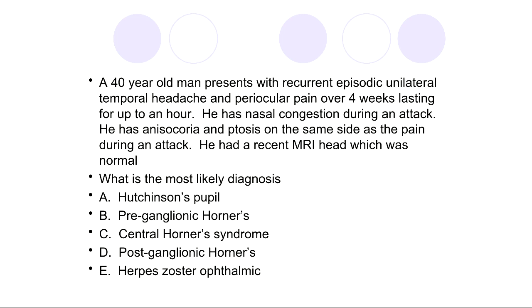So it's a unilateral headache with periocular pain lasting up to an hour and it recurs. All right, and he has nasal congestion during the attack. And just during the attack, he has anisocoria and the ptosis. All right. So that's postganglionic then. Yes. Okay. All right. Thank you. You're welcome.